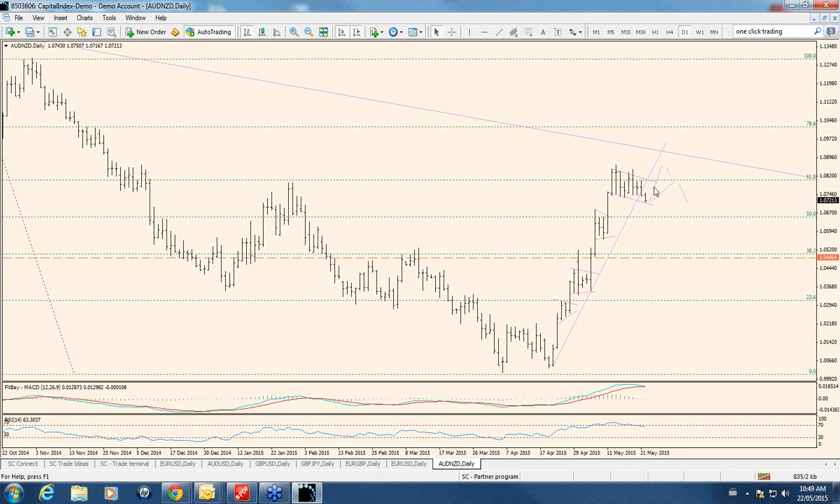Okay, so in here we really need to wait and see what happens. Either price will bounce back from here, or it will come up, retrace, and go back up.